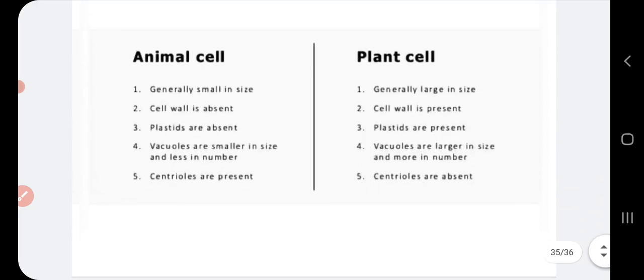Now the differences between the plant cell and the animal cell. Animal cells are generally small in size, plant cells are generally large in size. Cell wall is absent in animal cells, cell wall is present in plant cells. Plastids are absent, plastids are present. Vacuoles are smaller in size and less in number, vacuoles are larger in size and more in number. Centrioles are present in animal cells and centrioles are absent in plant cells. So these points are the differences between plant cell, animal cell, eukaryotic cell and prokaryotic cells. You can note down in your notebook.